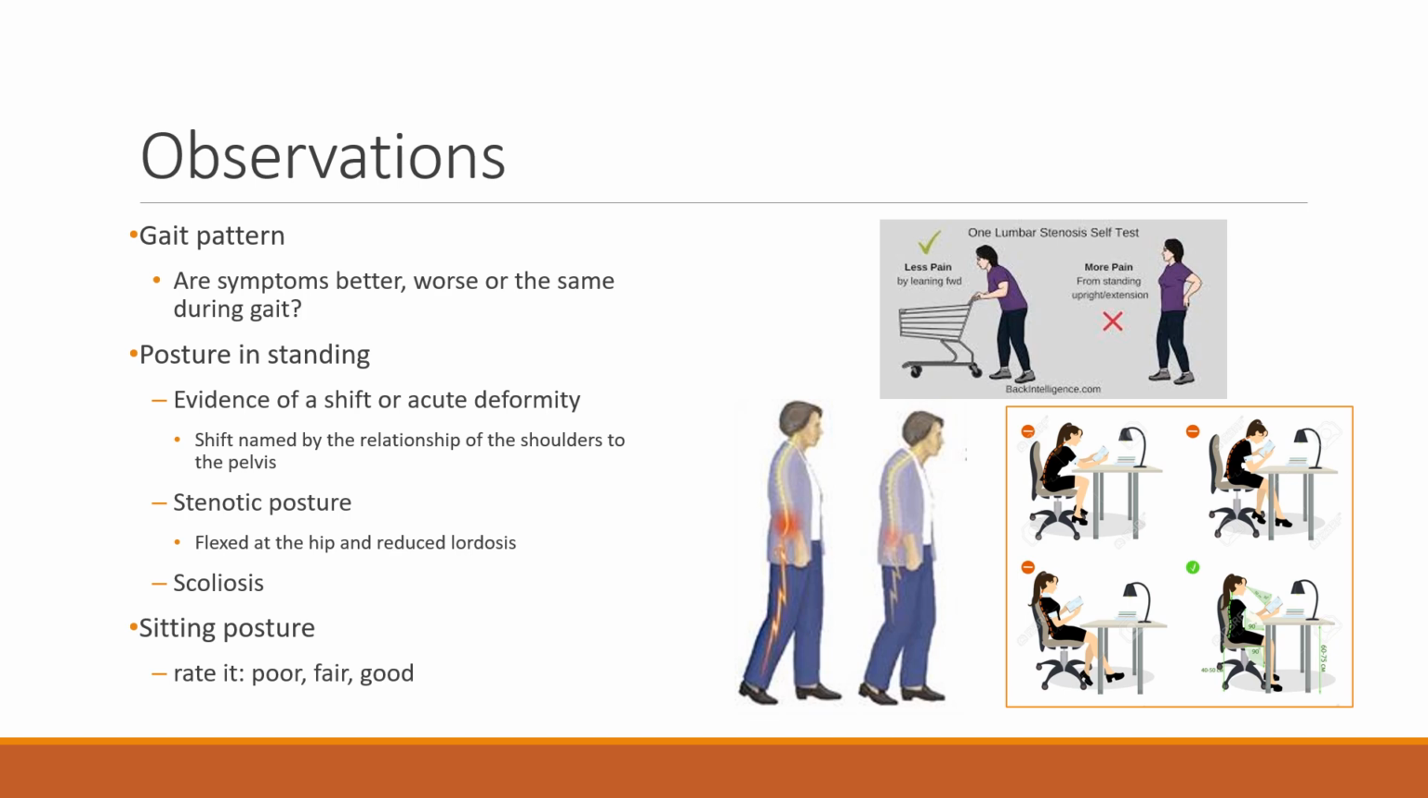If we look at posture in standing, we'll want to determine, do we see a shift at all in the frontal plane? That could be related to an acute deformity, and we'll talk about that in a second on the next slide, and also look for scoliosis as well. We're looking for, once again, a curve in the spine in the frontal plane. In the sagittal plane, when we look at the spine from the side, we should see a nice lumbar lordosis.